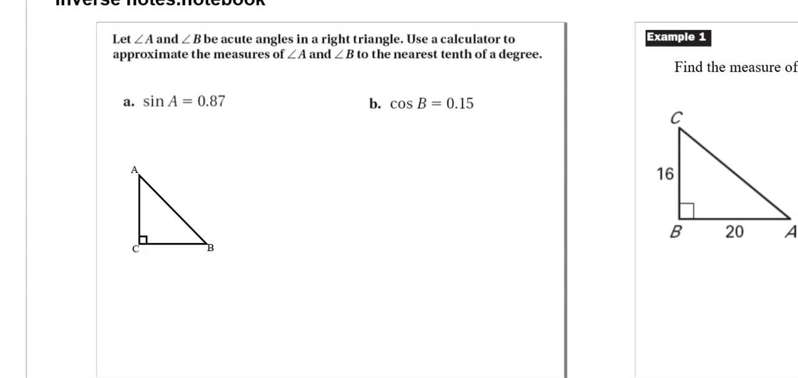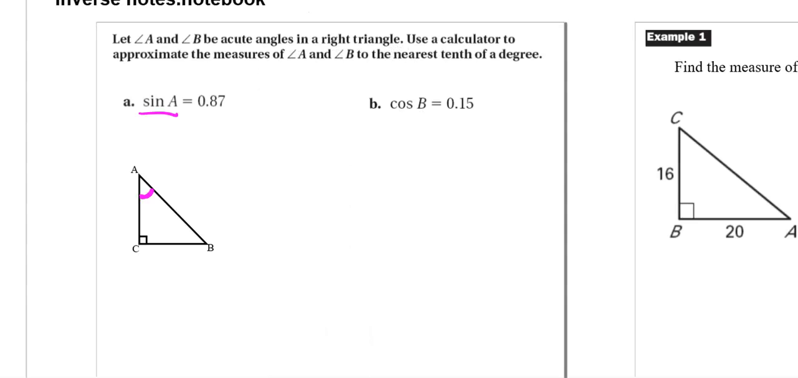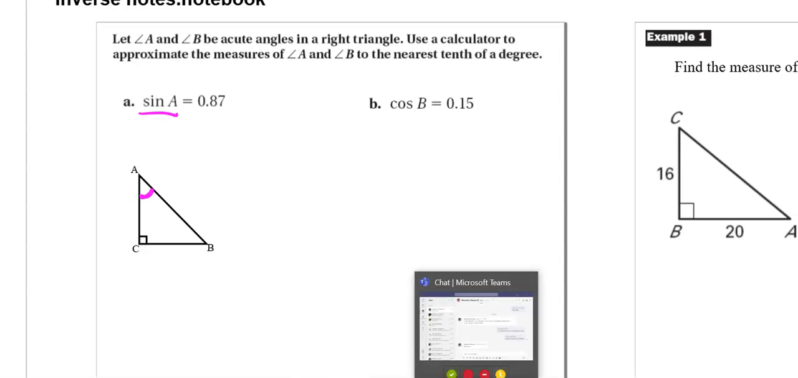So what I'm showing you here is that the sine of A equals 0.87. I want to find this angle in the problem. 0.87 is the ratio. So remember, back to our old chart, if the sine is 0.87, we know it would be around 61 degrees. Well, we're not going to use this old school chart, so what we're going to use is a calculator.